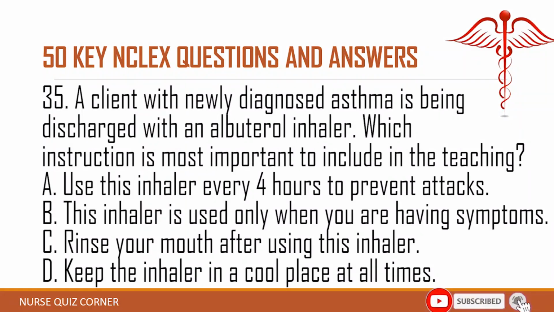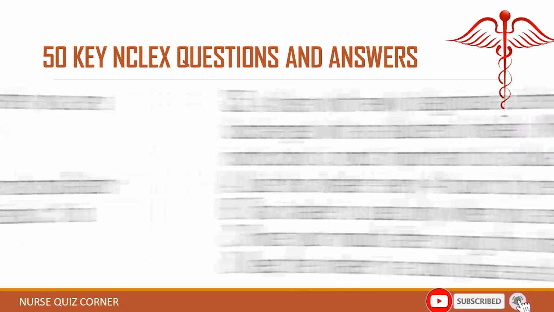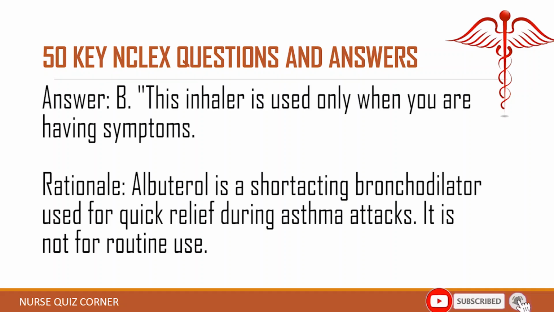35. A client with newly diagnosed asthma is being discharged with an albuterol inhaler. Which instruction is most important to include in the teaching? A. Use this inhaler every 4 hours to prevent attacks. B. This inhaler is used only when you are having symptoms. C. Rinse your mouth after using this inhaler. D. Keep the inhaler in a cool place at all times. Answer B. This inhaler is used only when you are having symptoms. Rationale. Albuterol is a short-acting bronchodilator used for quick relief during asthma attacks. It is not for routine use.